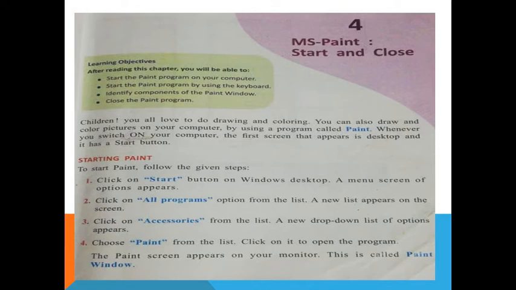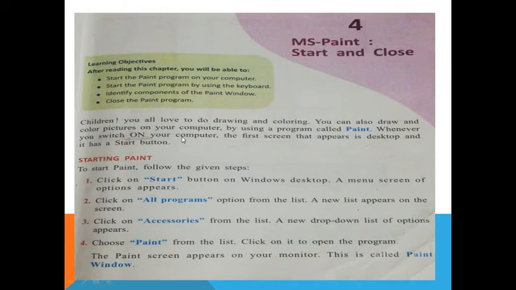Okay, children, you all love to do drawing and coloring. You can also draw and color pictures on your computer by using a program called Paint. Whenever you switch on your computer, the first screen that appears is the desktop, and it has a button on the left side. Whenever you click it, that is the process of starting Paint. How will you start Paint? Let's see.